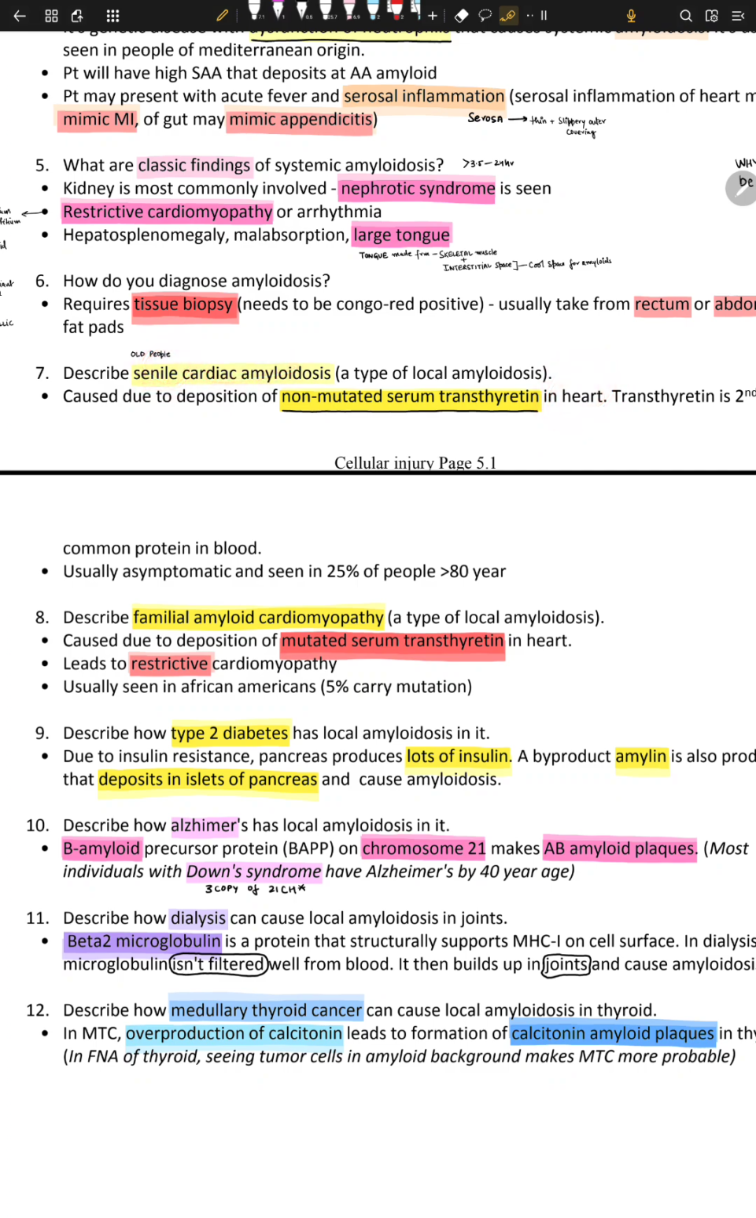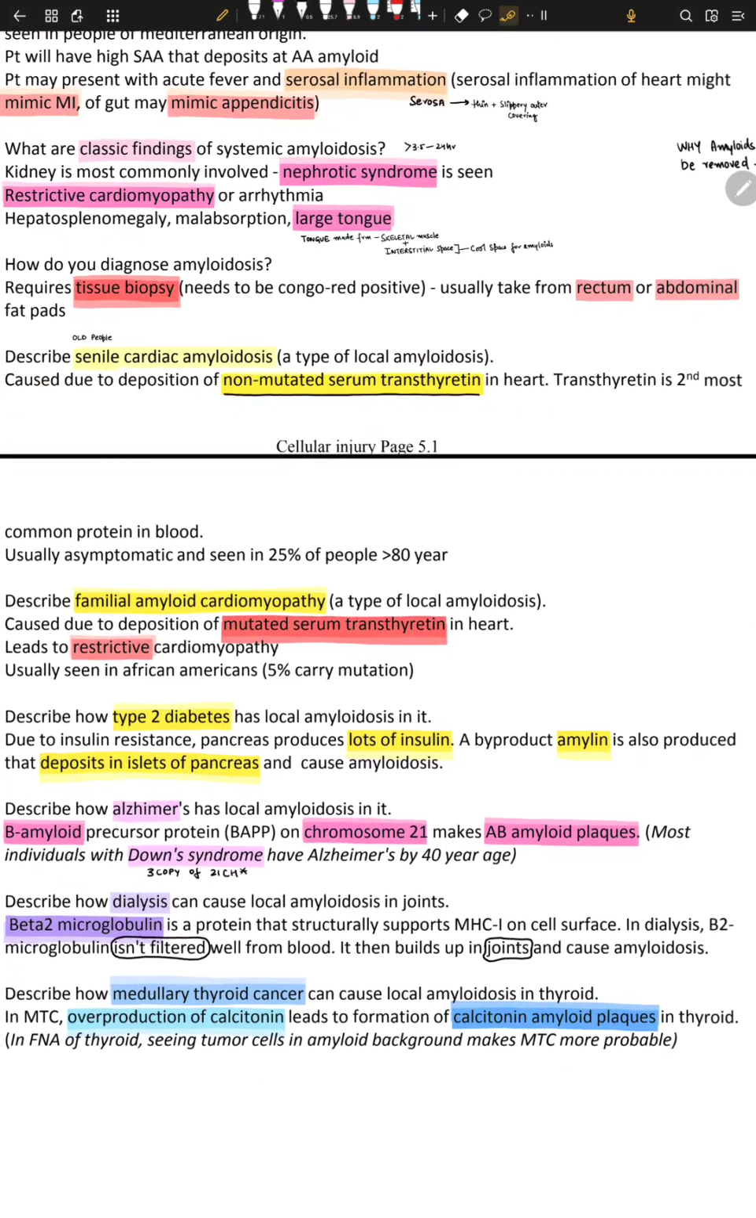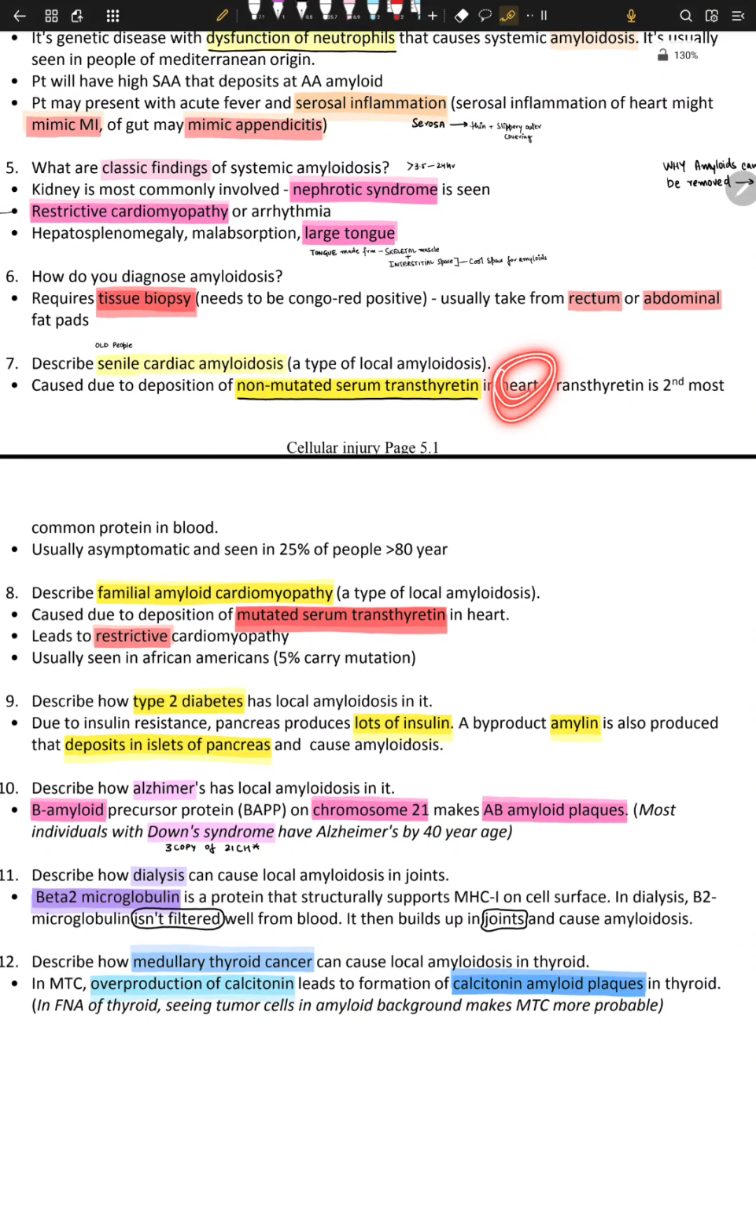Usually this is asymptomatic, and it's seen in 25% of people who are more than 80 years old. So it's a long, chronic condition. It is non-mutated, and it is serum transthyretin. If this protein starts building up in the heart, you will see amyloidosis. It's a local amyloidosis, senile, seen in old people.